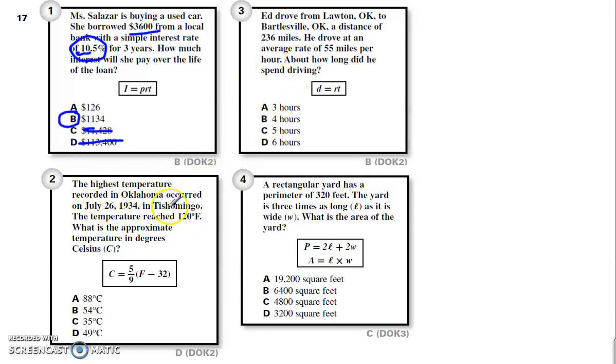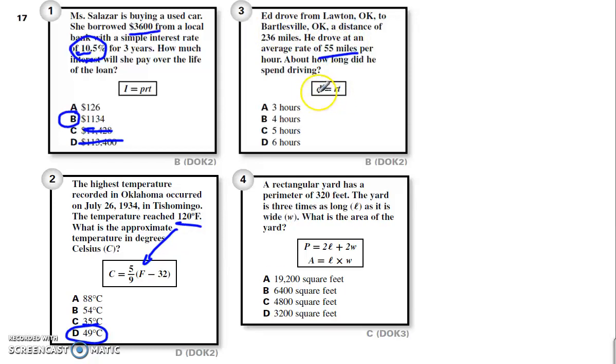The highest temperature recorded is 120 degrees. What is that in Celsius? So we'll put 120 in right there for F. Subtract 32, multiply by 5, divide by 9. Easy peasy, plug and play. D, 49 degrees.